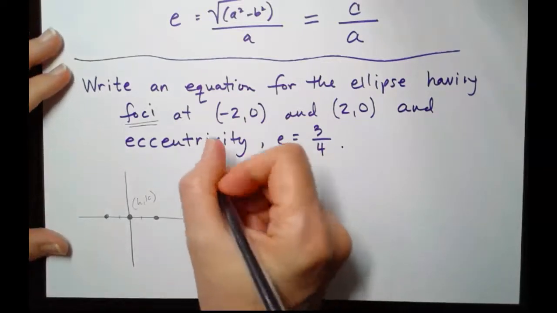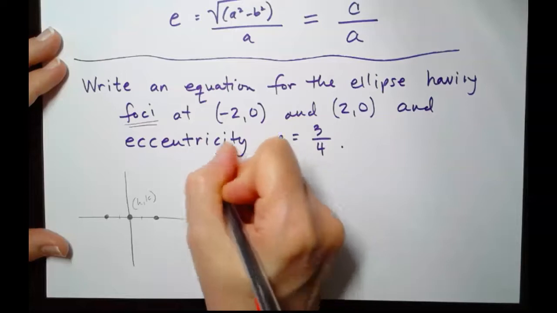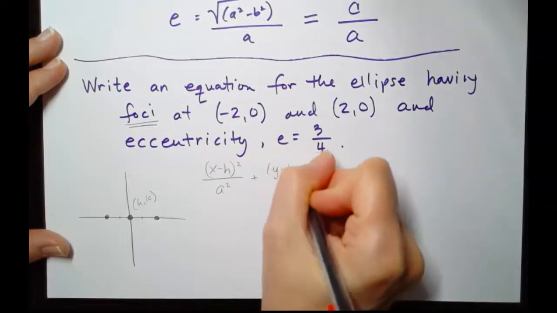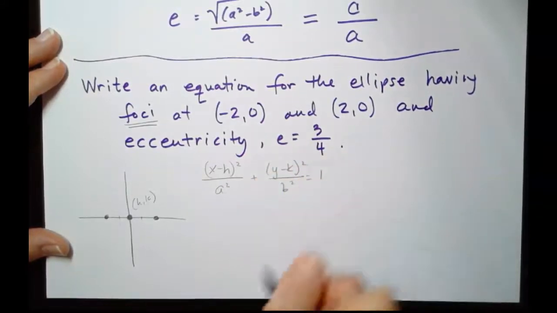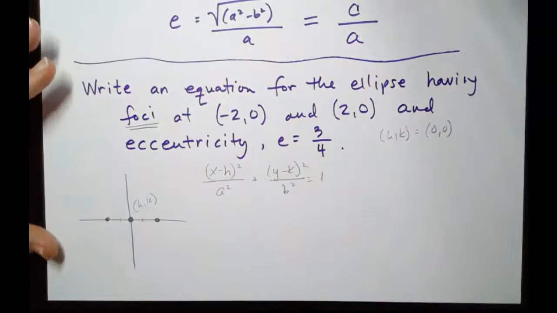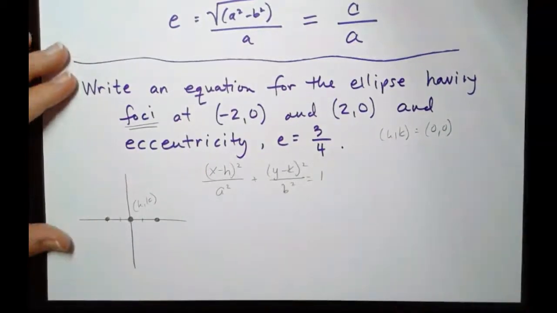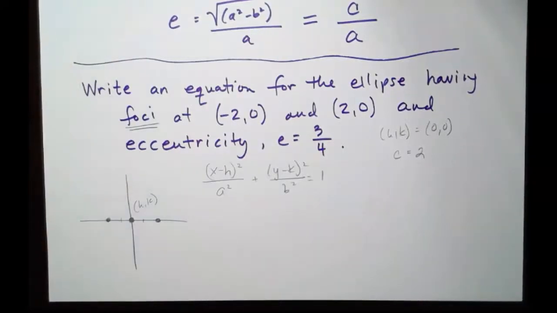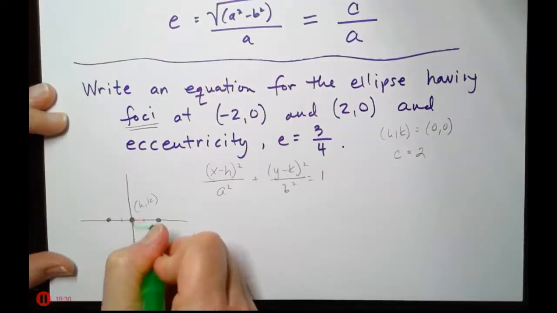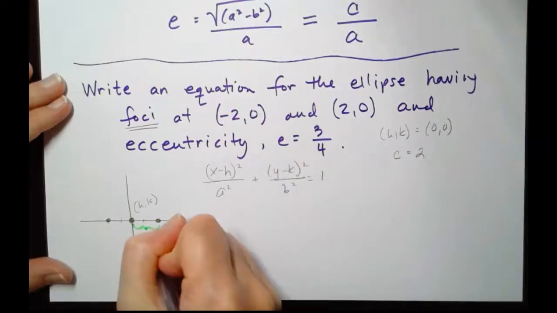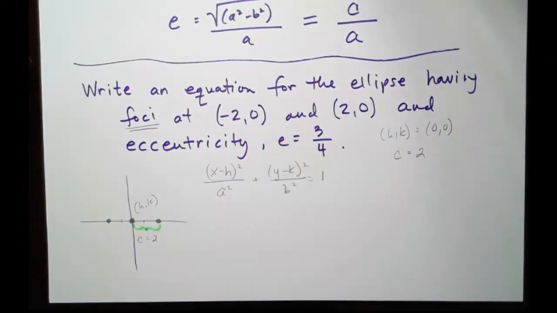And if we have a horizontal major axis, our standard form is going to be x minus h squared over a squared plus y minus k squared over b squared equals 1. So we know that our HK is at 0, 0. But here's the other thing we know, and we haven't even used this yet. We know that C equals 2. Remember, the C value is the distance from the center point to a focus. So we know that C equals 2 based on the location of the foci.